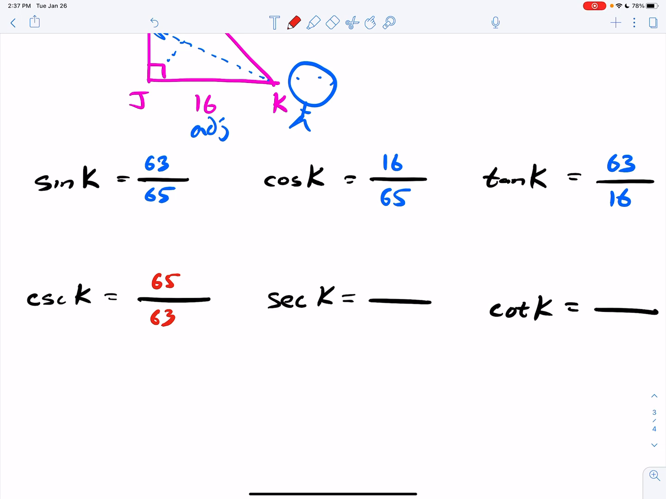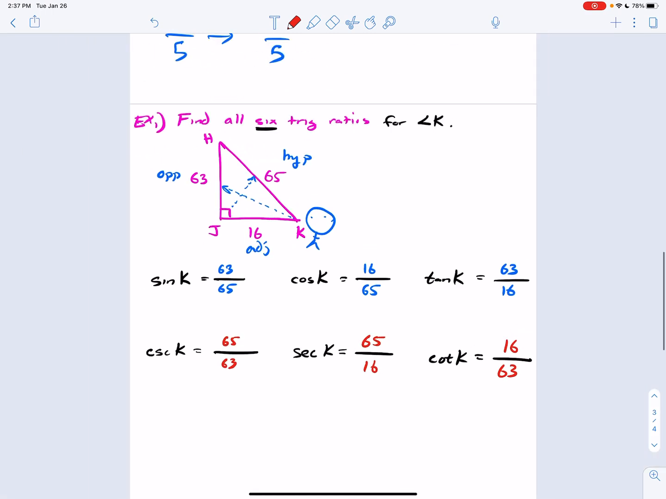Secant of k should come out to 65 over 16. And cotangent of k should be 16 over 63. And there are your 6 trig ratios. Okay, not a lot of work to be shown. You're just observing.